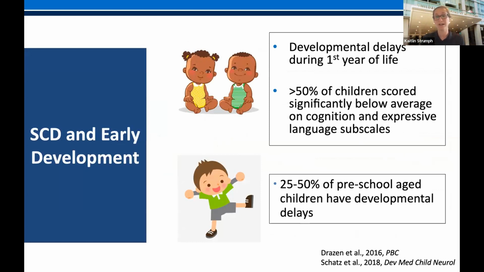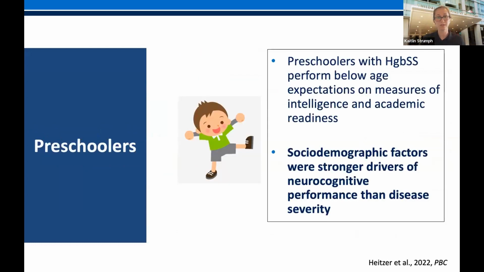In preschool age, 25 to 50% have been shown to have developmental delays. And then further looking at preschoolers, we know that they do have developmental delays. However, they found that sociodemographic factors were stronger drivers of neurocognitive performance than disease severity. So again, I think the sickle cell disease itself is definitely a predictor of whether or not a patient's going to have neurocognitive deficits, but it's really looking at the whole picture and the other factors that can be at play.